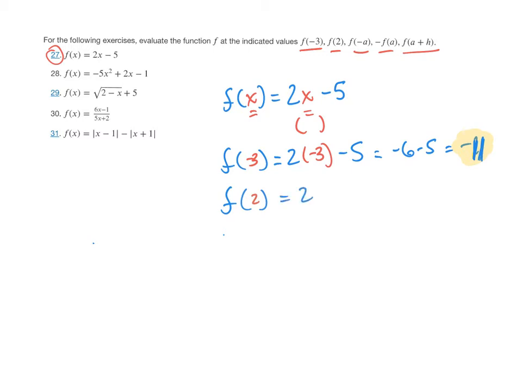That would be 2 times 2 minus 5. 4 minus 5 is negative 1.